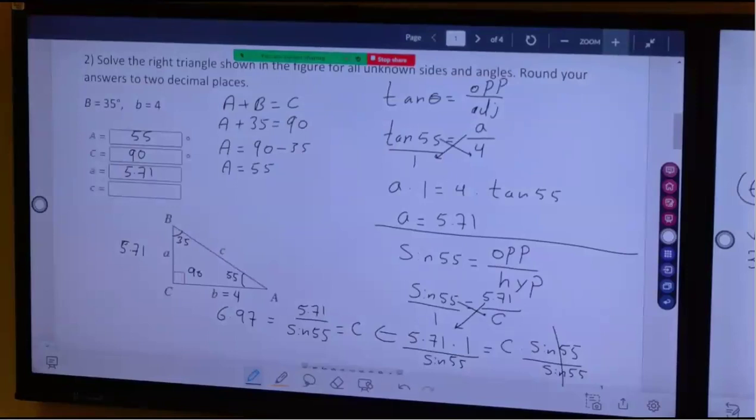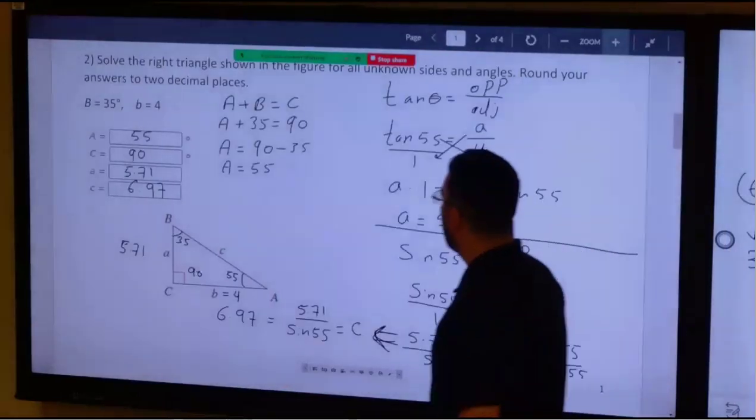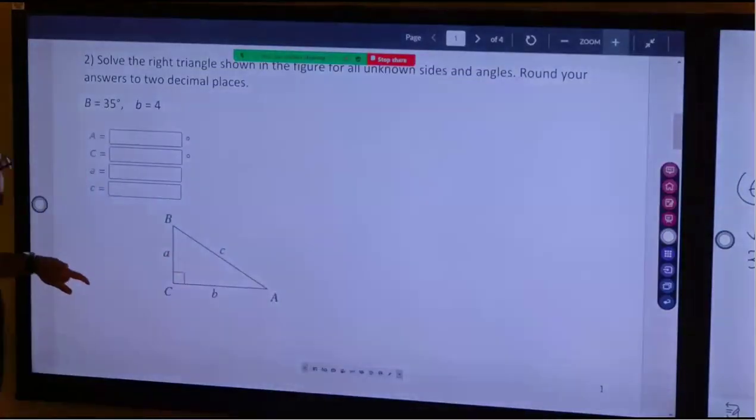What did you do for the 5.71? Go to the next. Let's see what the password is.